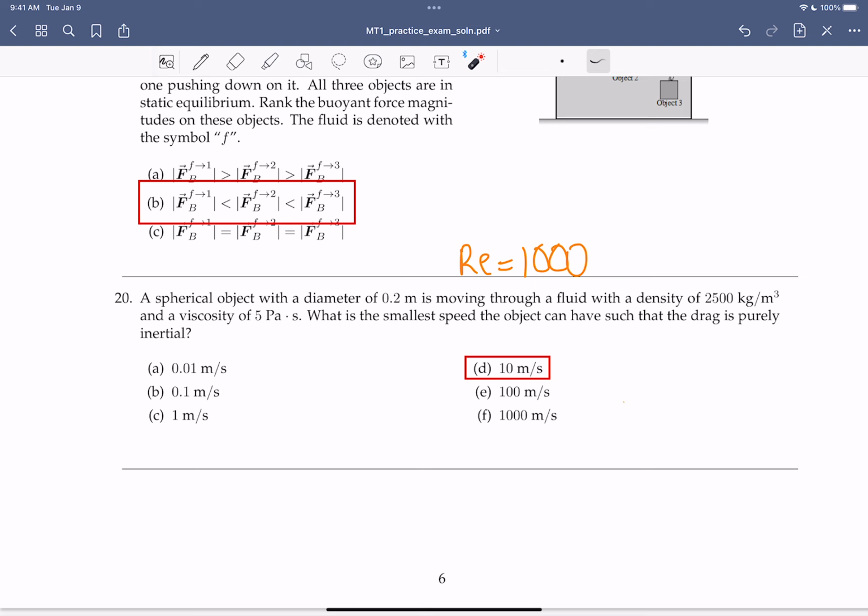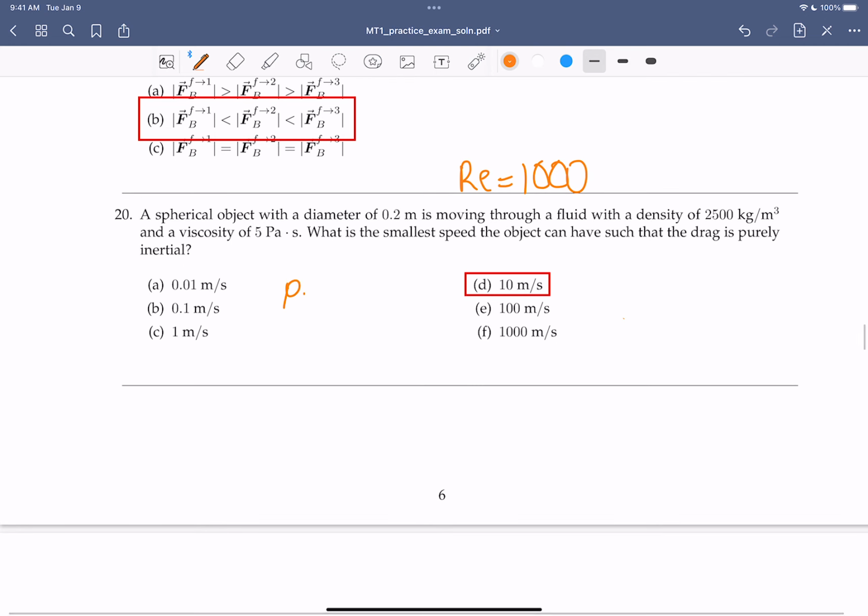Because the Reynolds number for inertial drag can go from 1,000 up until 10 to the 5th. And so we know that Reynolds number is density of the fluid, that's fancy P, times the length, times the speed, and then that's over, I forgot, that's viscosity. Yeah, that's equal to your Reynolds number.